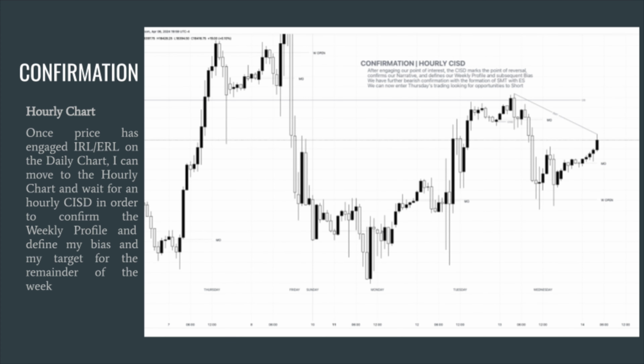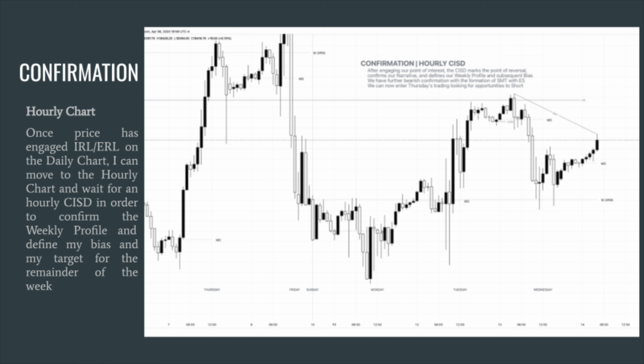Looking at the hourly chart on Wednesday, we see price trade up and above Tuesday's high. After engaging our point of interest, the change in the state of delivery marks the point of reversal, confirms our narrative, and defines our weekly profile and subsequent bias. Based on our midweek reversal profile, we will anticipate Thursday and Friday to continue bearish towards the lows observed on the daily chart, as well as these hourly lows generated at the beginning of the week as low-hanging fruit objectives.